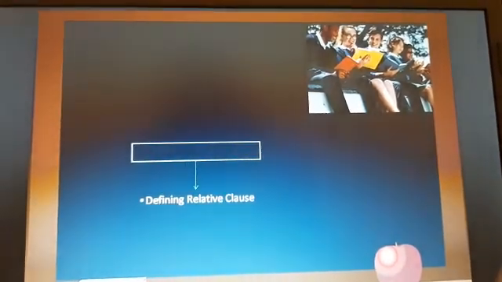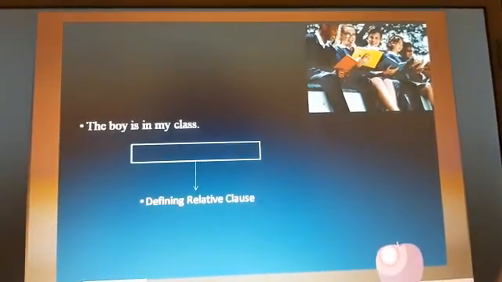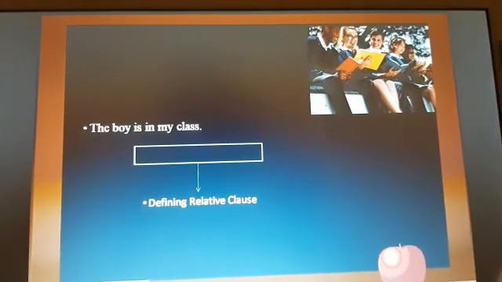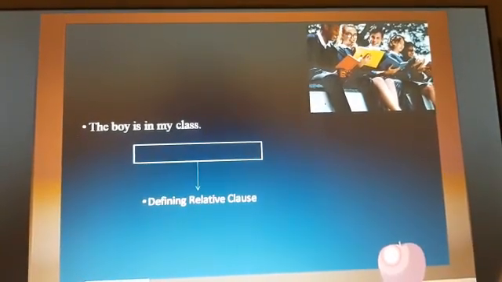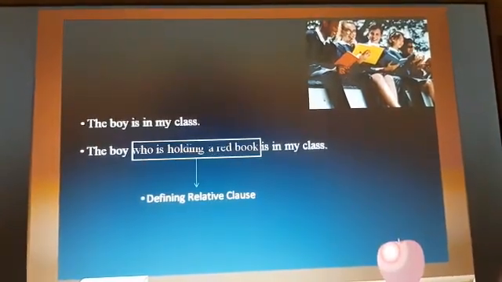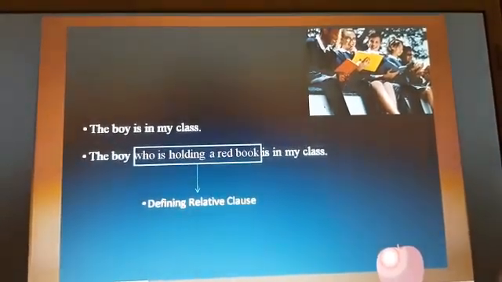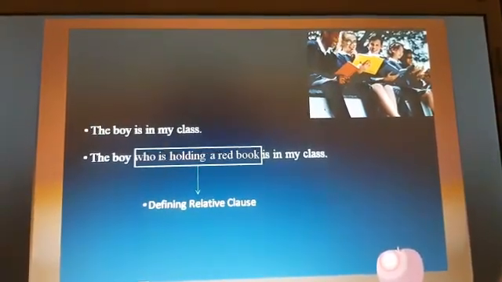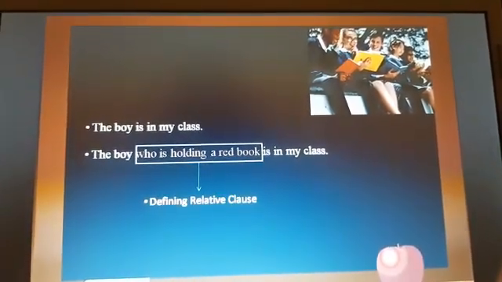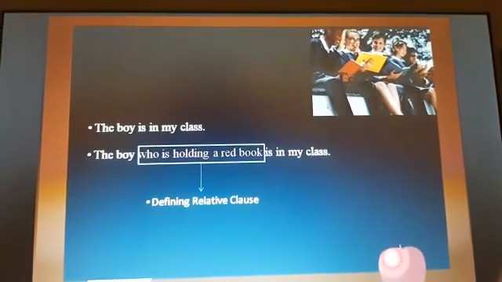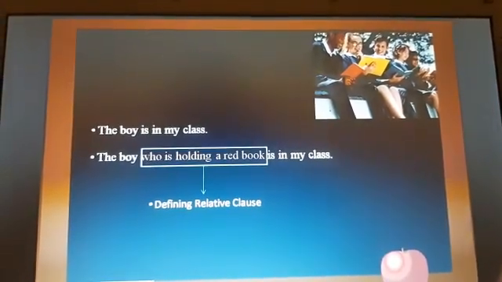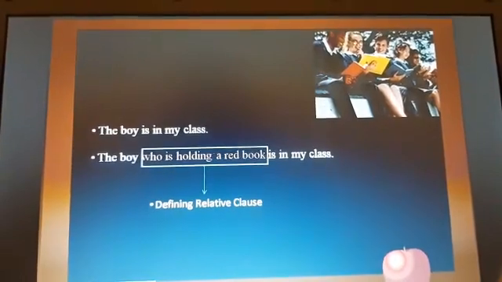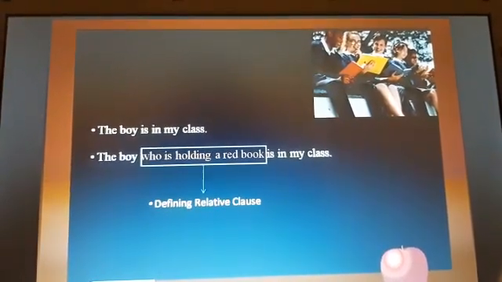So, as we look at the picture, I can say the boy is in my class. But can you see there are two boys in the picture? Who am I referring to? The boy who is holding a red book is in my class. So, who is holding a red book is the defining relative clause. So now it's clear that the boy with the red book is in my class. So this is the correct sentence.